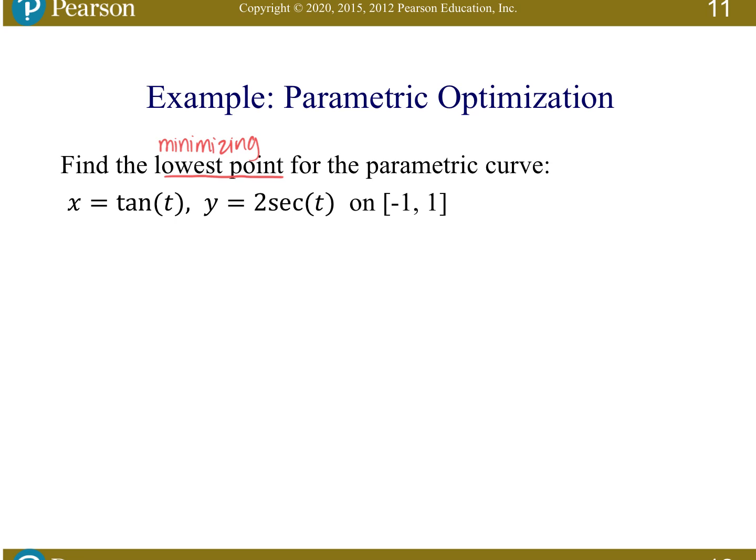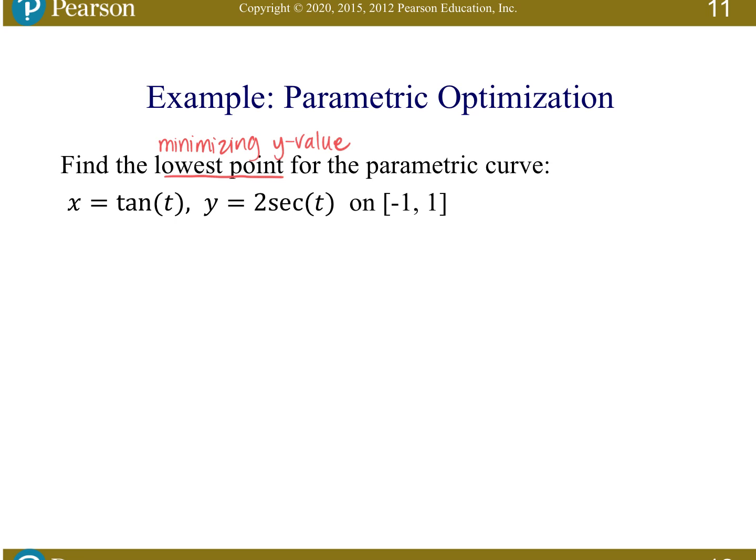Why? Parametrics separate thinking about left and right from thinking about up and down. And so if we want to find the lowest point, we are minimizing the y value. It has nothing to do with the x value. It has only to do with the y value. So that x value is arbitrary.